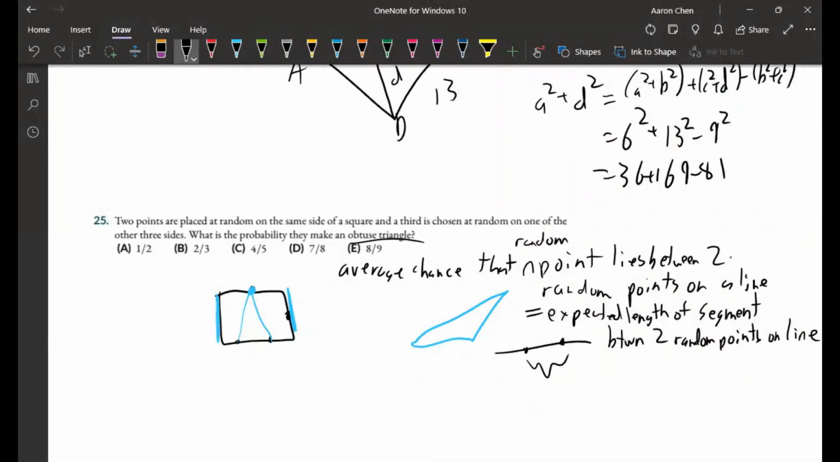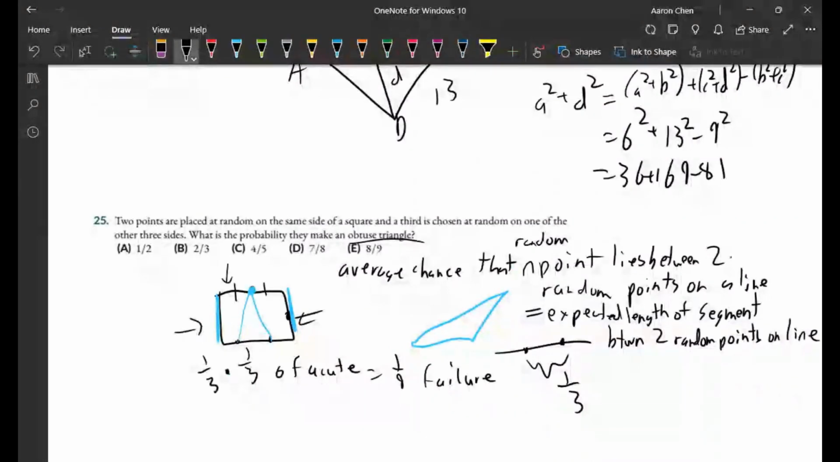Okay, yeah. So now you can use the symmetry argument, and you can see that this expected length is just exactly 1/3. And so that means that if the third chosen point lies on the opposite side, there's a 1/3 chance of acute. And don't forget that this is a 1/3 chance initially of being on the opposite side because there's 2 more sides here. So this is a 1/9 chance of failure. So the answer is just 1 minus 1/9, which is 8/9. And that is option choice E.